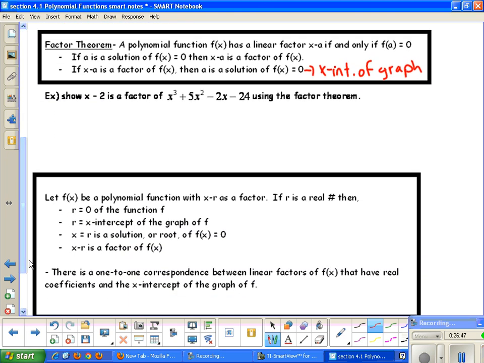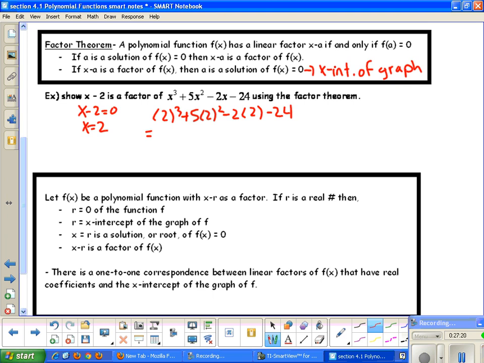So the next example says show x minus 2 is a factor of this polynomial using the factor theorem. For the factor theorem, if we take x minus 2 equal to 0, then x would be equal to 2, and I'm trying to figure out if I'm going to get a remainder of 0. So all I need to do is plug it into my equation. I would get 2 cubed plus 5 times 2 squared minus 2 times 2 minus 24, and if I get 0, then I know it's a factor by the factor theorem.